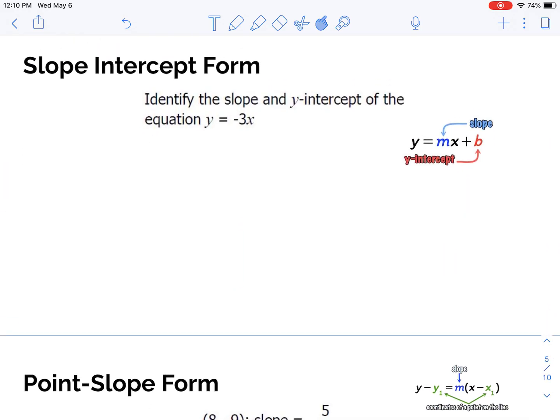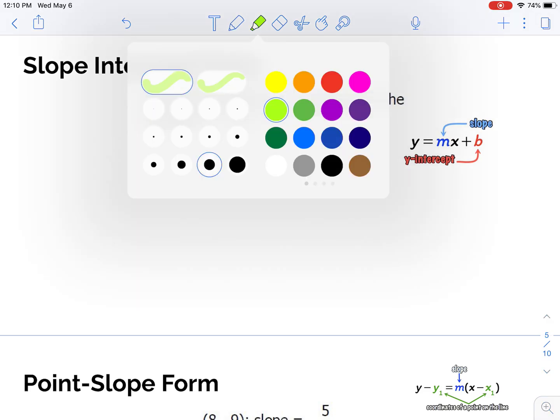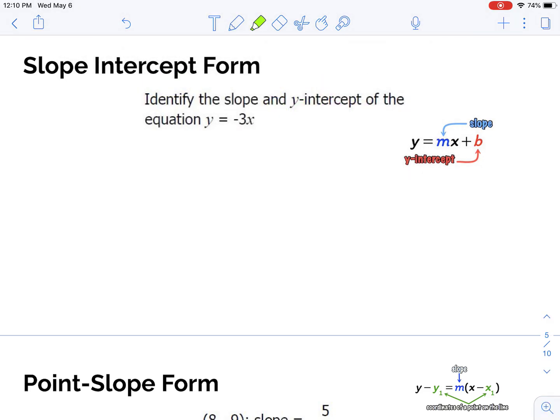All right, let's talk about this one. Identify the slope and the y-intercept of this graph. Now remember, the slope is sitting right here beside the m, right? That's the m. So what is sitting beside there? Well, it's -3. So my slope is -3.